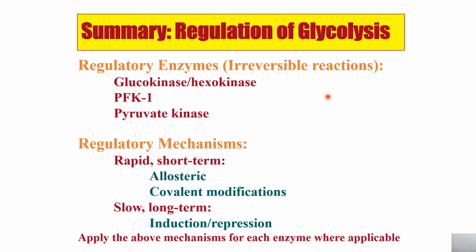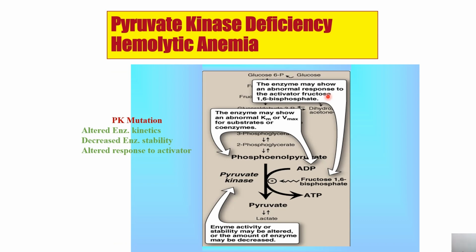So in summary, regulation of glycolysis: the regulatory enzymes for the irreversible reactions are glucokinase, hexokinase, phosphofructokinase 1, and pyruvate kinase. The regulatory mechanisms are rapid short term, allosteric and covalent modifications, and long term induction and repression, and that is how these enzymes work. If we talk about one of the enzymes and its deficiency, pyruvate kinase deficiency causes hemolytic anemia. What happens is that enzyme kinetics are altered, enzyme stability is altered, and response to the activator also goes down.